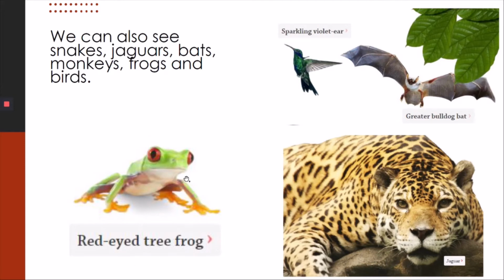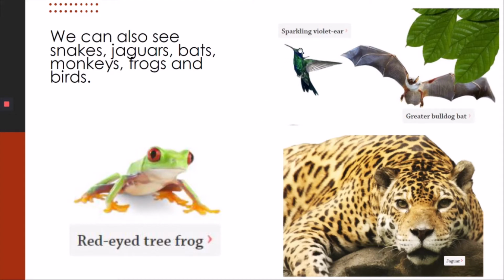This here, the red-eyed tree frog, is a typical frog from the rainforest, okay? And it's a tree frog because it lives on the trees. It's not like those big ones that live in the pond or the ones that can swim in the lake. This is a special one that lives in the trees.